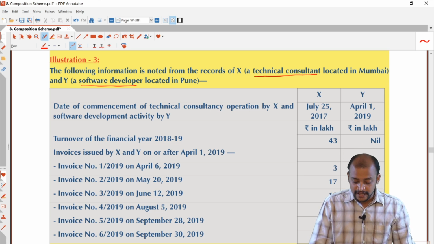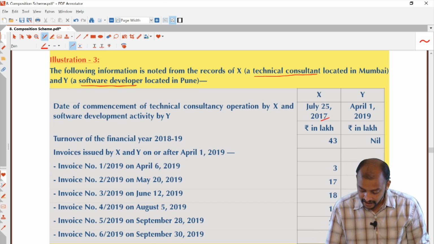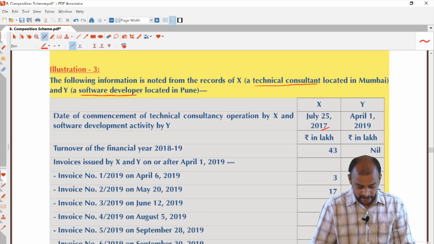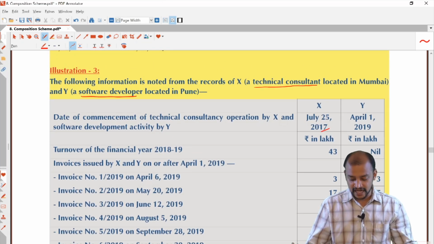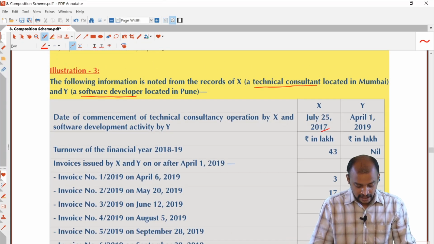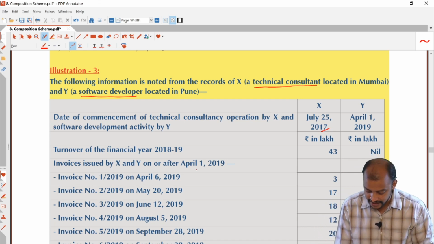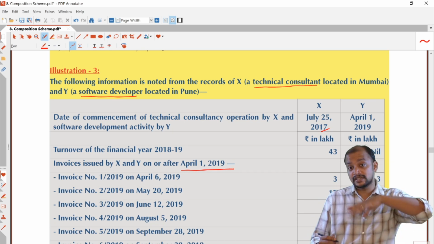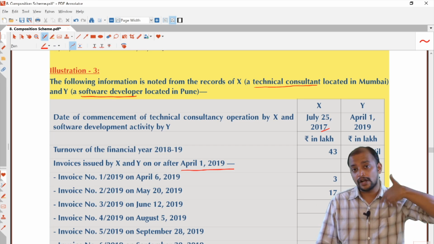And they both commenced business. X commenced business in 2017. Right now we are discussing which financial year? They did not give the date of commencement, which means for the current financial year, the turnover of the financial year 18-19 is given, and invoices issued after 1st April 2019. It means X commenced business long back, so he would already have got registered.